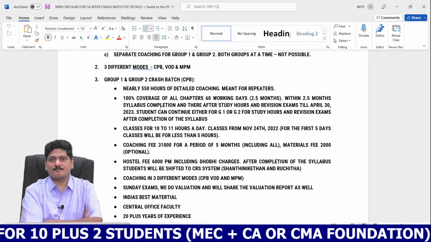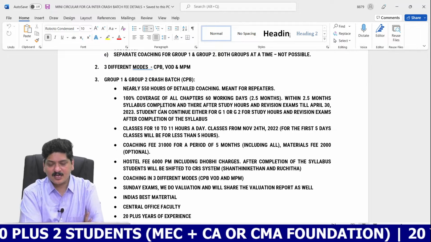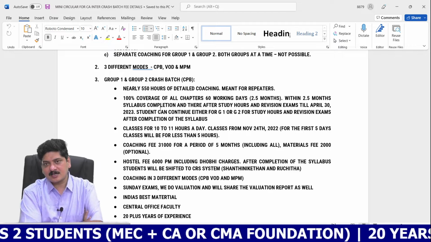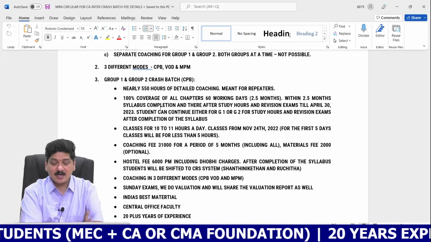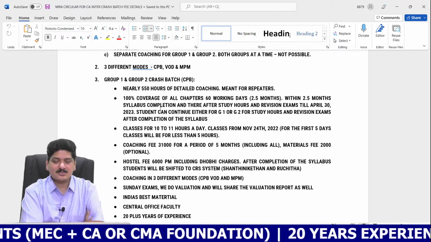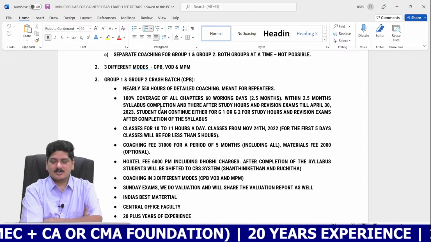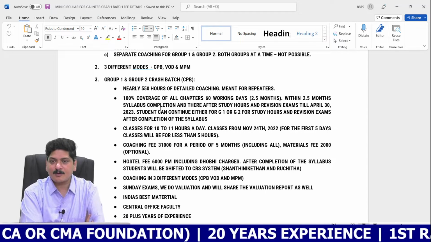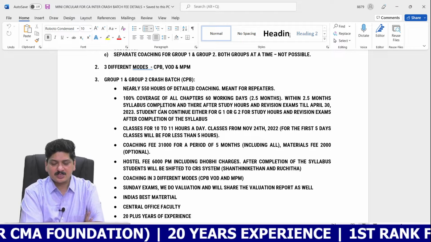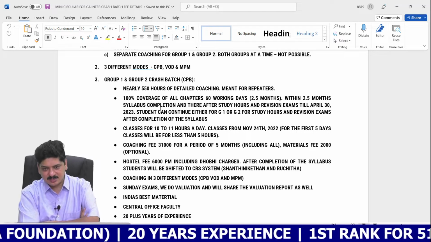Now, what will be the course of action left to the students after completion of the syllabus? My dear, it is very simple. After completion of the syllabus, for the rest of the period, we are going to conduct the study hours and revision examinations in a regular manner. So for 7 days a week, we'll be having study hours, and of course, on Sundays it will be half day, and weekly twice we'll be having revision examinations.